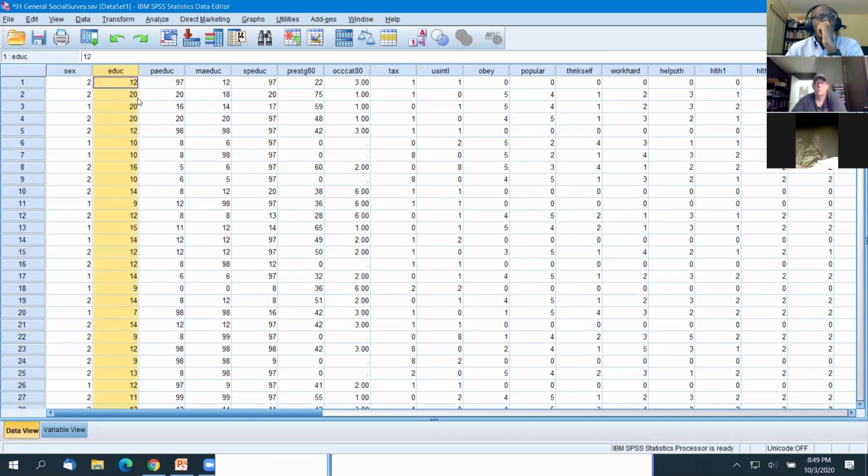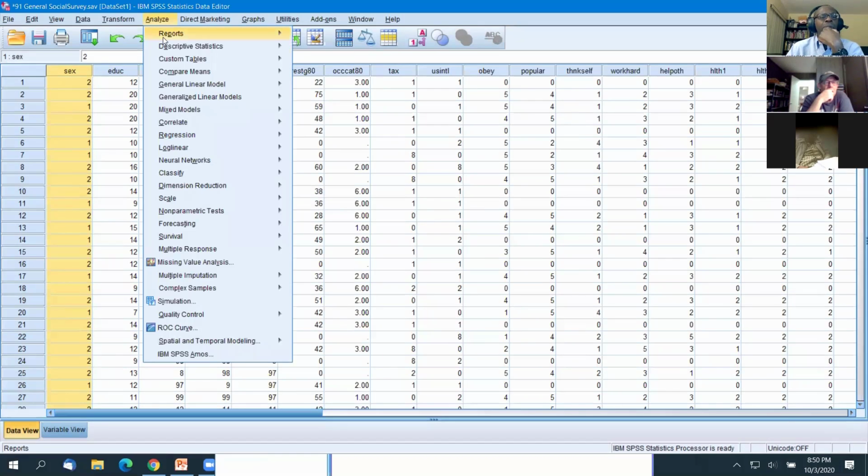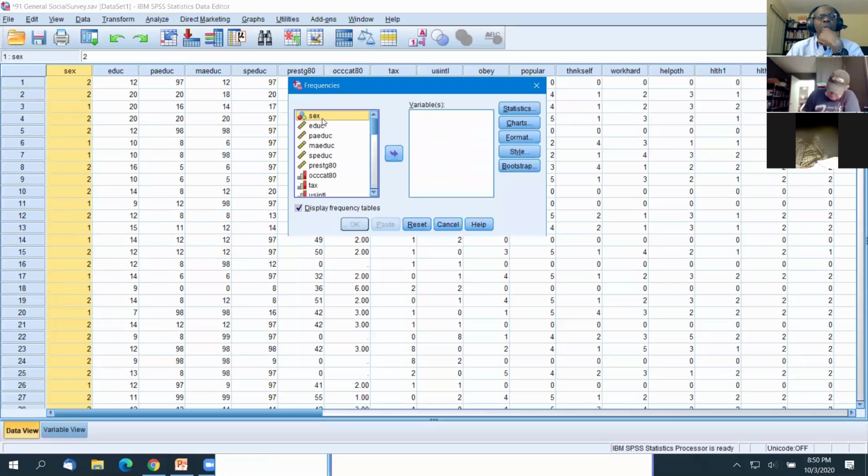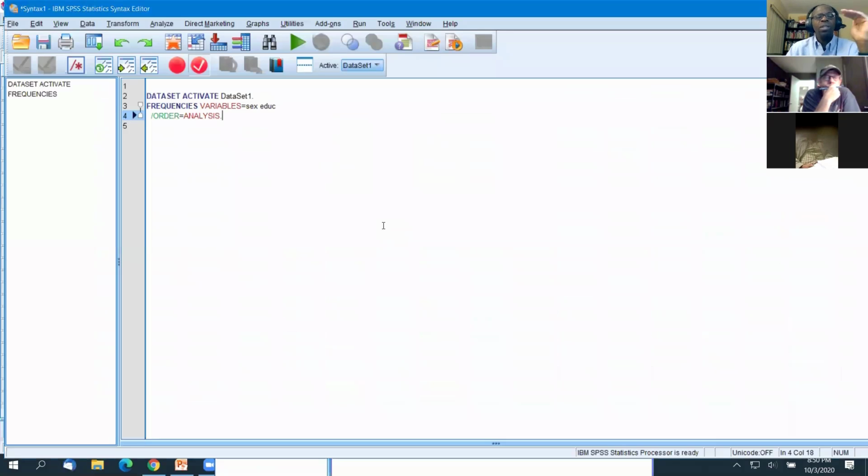All right, so the first thing we want to do is check the variables and make sure they are what we say they are, that there are no real errors. So we go to analyze, descriptives, and frequencies. Okay? Analyze, descriptives, and frequencies. All we're doing is moving these two variables over to make sure that there are no real problems. Now, you can press OK, but we always use the syntax editor because the syntax editor is a written record of everything that we've done, okay? So we're going to highlight this and we're going to run it.